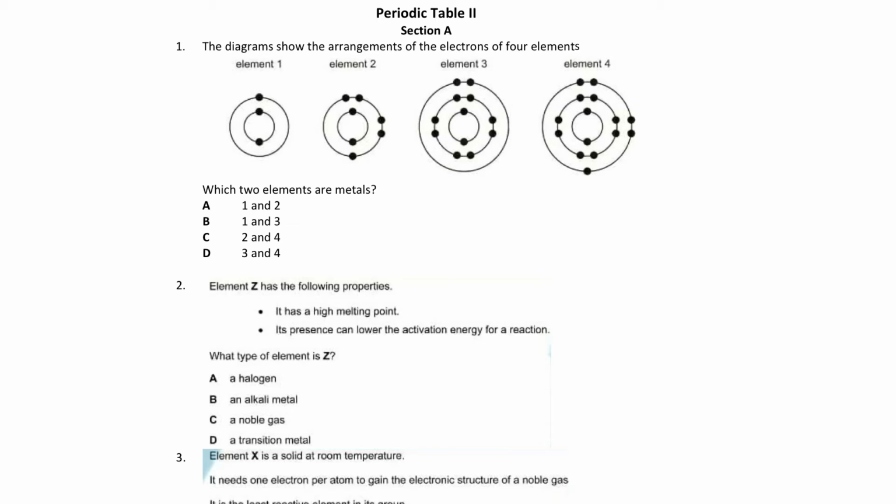Alright, so the periodic table, as we know, is the collection of all the elements arranged in order of atomic number. There are many patterns in there, and this chapter is all about those patterns. So let's get started.